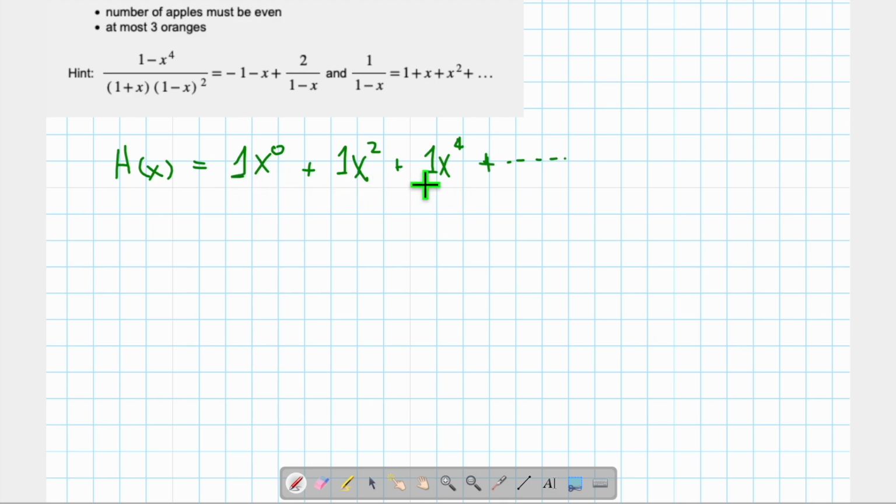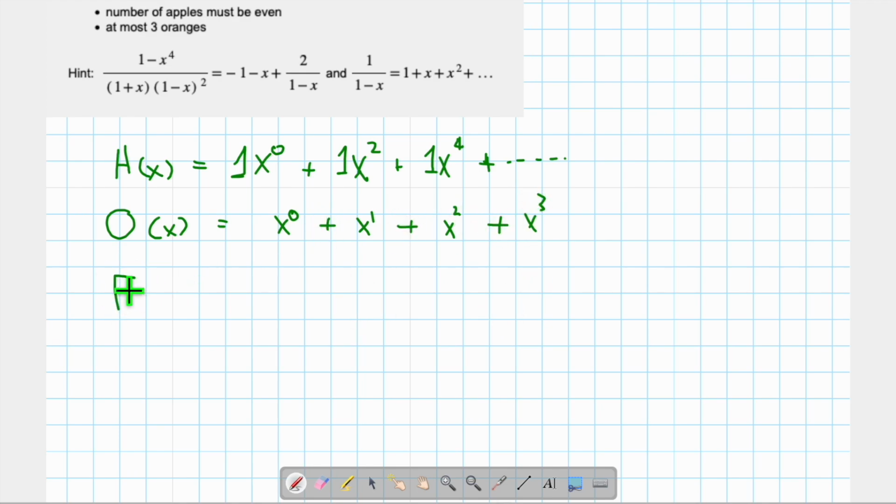These number ones represent how many ways you can select no apple. You can select 2 apples. You can select 4 apples. So this A(x) is like a summary of how many ways you can select an even number of apples. Now we can write down the orange polynomial. At most 3 orange, that means what? That means you can have no orange, 1 orange, 2 orange, and 3 orange.